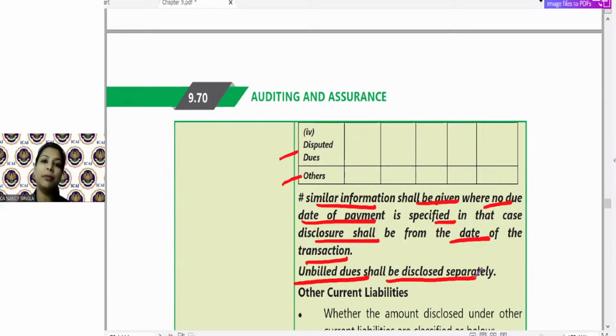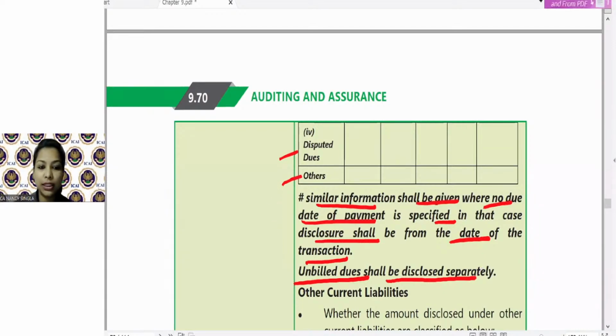तो ट्रेड पेबल्स में हमने क्या देखा? सबसे पहले तो नॉर्मल कोर्स ऑफ बिजनेस में जो गुड्स एंड सर्विसेज हैव बीन रिसीव्ड, ओनली दैट विल फॉर्म पार्ट ऑफ व्हाट? ट्रेड पेबल्स. Then we saw MSME के लिए 5 points are there, and then we saw that trade payables के लिए there is what? Aging schedule that is to be disclosed. Clear? ठीक है?